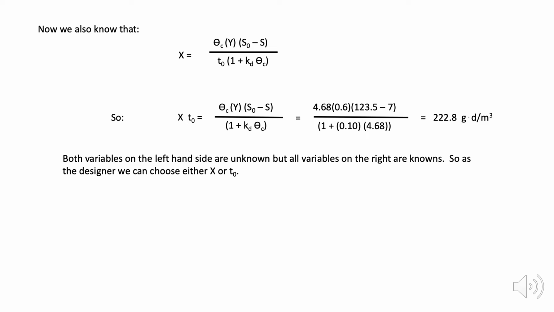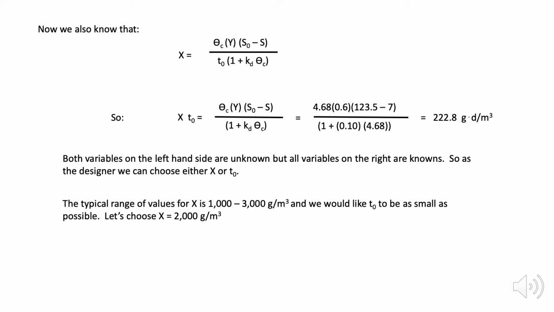Okay, now, as we said before, both of those variables are unknowns. So what that means, as a designer, is I have a choice. I can pick whatever values I want for those two variables, but their product has to be 222.8. So if I pick an X value, I know what T sub 0 has to be. Or if I pick a T sub 0 value, I know what X must be, because those two multiplied together need to be 222.8. Now, the typical range for X values in a problem like this is between 1,000 and 3,000 grams per cubic meter. And that's just kind of typical values.